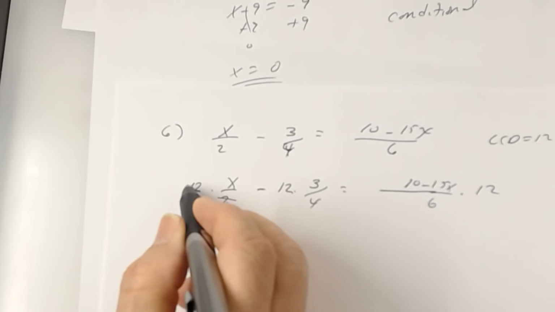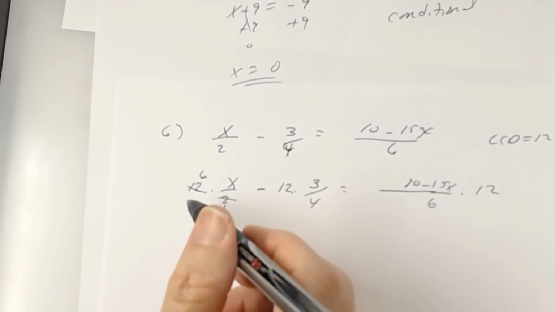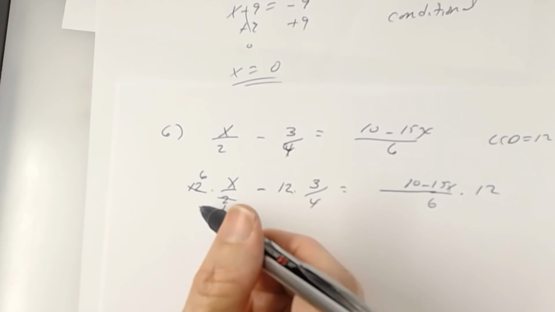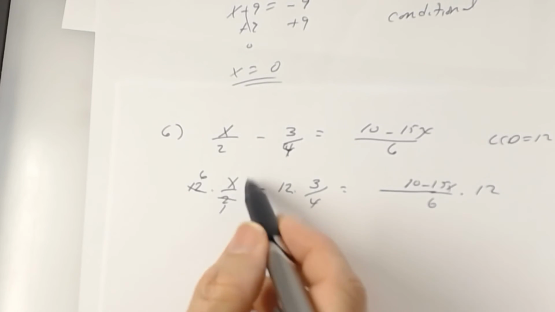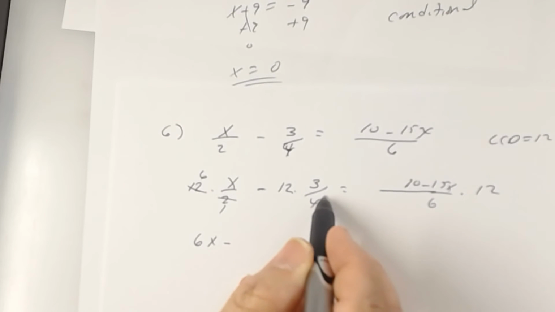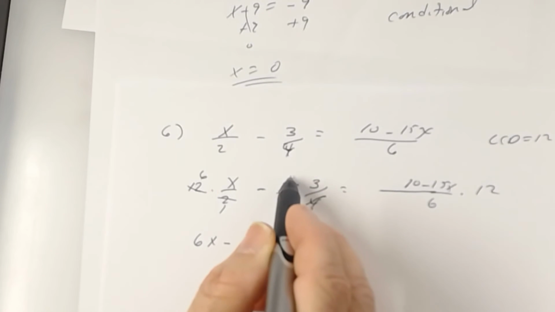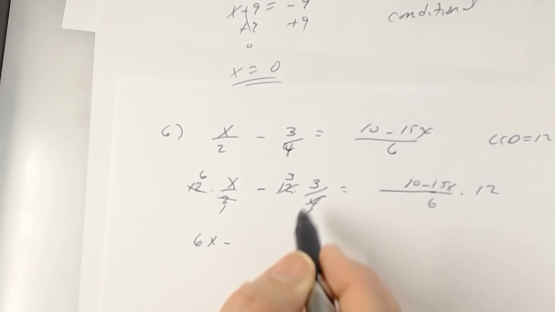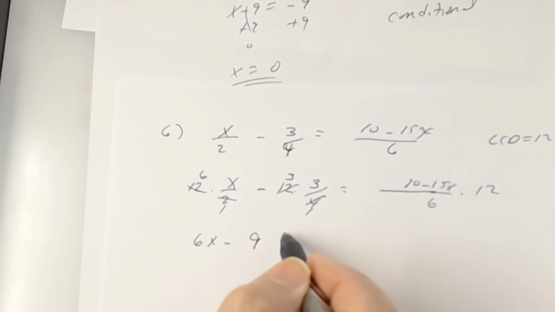2 into 2 is 1. 2 into 12 is 6. Remember, the whole purpose of multiplying by the LCD is to get a 1 down there. So what do I end up with over here? 6x. Minus, here 4 into 4 is 1, 4 into 12 is 3, 3 times 3 is 9. Equals. All right, now be careful over here.